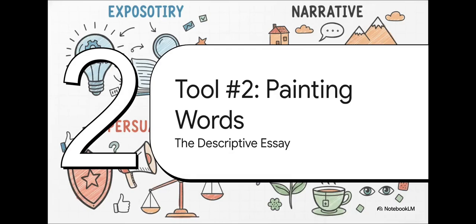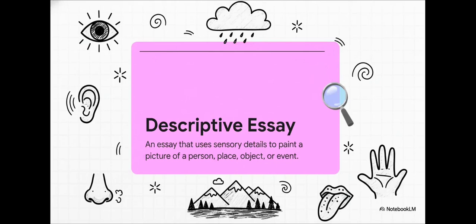Okay, time for our second tool. If the first one was for the storyteller in you, this one's for the artist. This is all about painting with words, and it's called the descriptive essay. The purpose of a descriptive essay is, well, it's right there in the name. It describes something, but it goes way deeper than that. It's about using sensory details, what you see, hear, smell, taste, and touch, to literally transport your reader somewhere else, to create a super vivid picture right inside their mind.